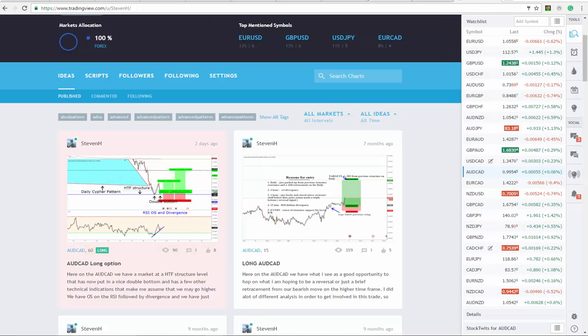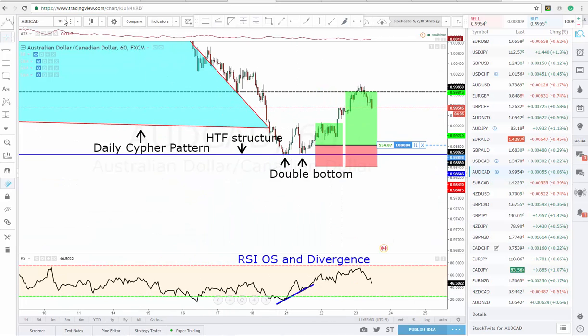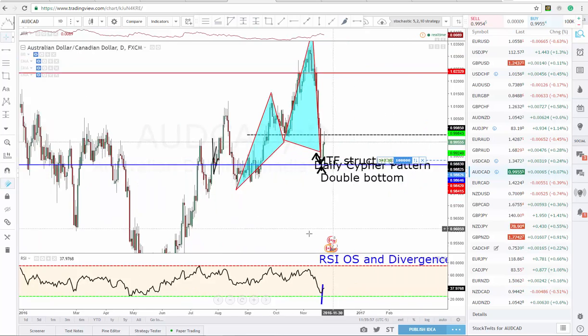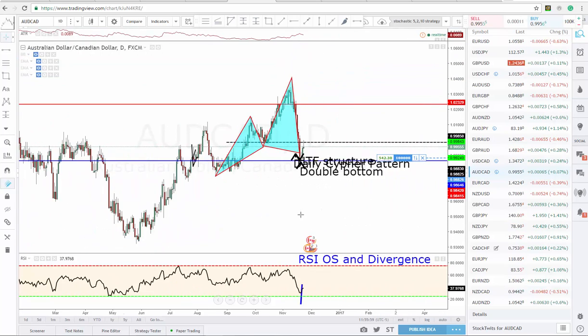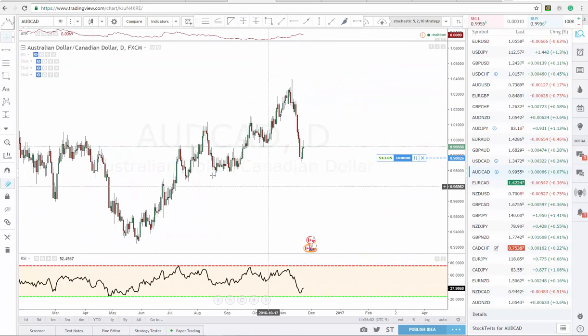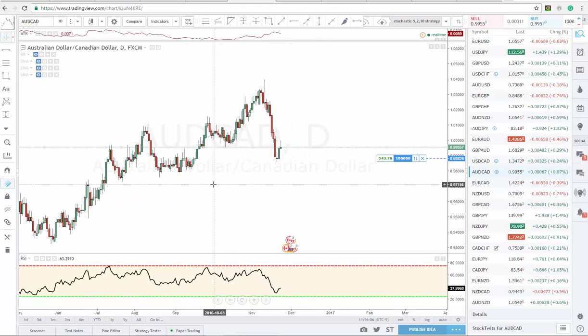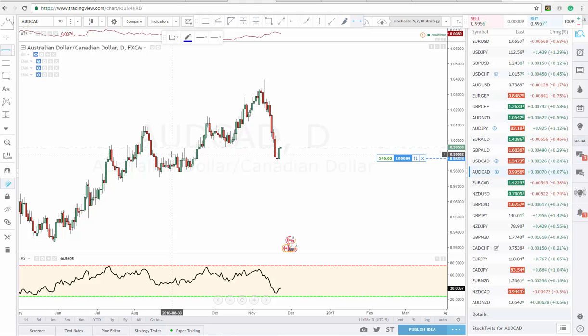Now we'll head back to the charts, and if I zoom out to the daily chart and show you guys this very nice cipher pattern, and actually what I'm going to do, guys, is go ahead and delete all my analysis and restart from the beginning, showing you exactly what I was looking at. So I always start my analysis out here on the daily chart, and on the daily chart I'm looking at a couple of different levels.